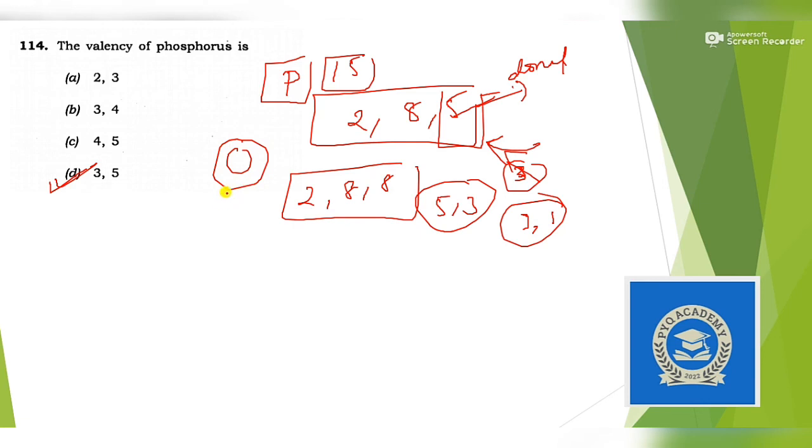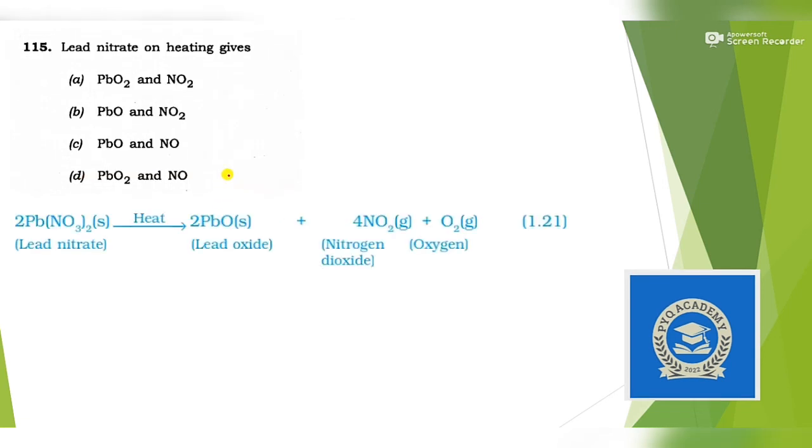Next is lead nitrate on heating gives. This reaction is directly given in NCERT. This is a decomposition reaction in which when you heat lead nitrate, you will find that it decomposes into lead oxide, and nitrogen oxide and oxygen are evolved. So the question is asking about which will be formed, that is PbO and NO2. Answer is option B.